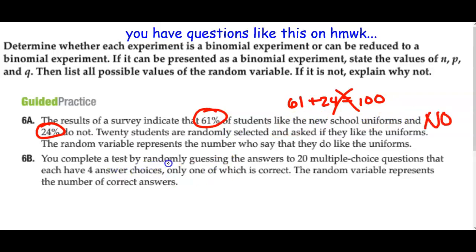It says you complete a test by randomly guessing the answers to 20 multiple choice questions that each have 4 choices. Now, that sounds like we're worried about out of 4 instead of out of 2, but a binomial probability means simply one of which is right. So the probability of success would be 1 out of the 4 is right. The probability of failure would be 3 out of the 4. And then it says the random variable represents the number of correct. So if you wanted to get 17 out of 20 right, you could figure out that probability. So this one is yes.